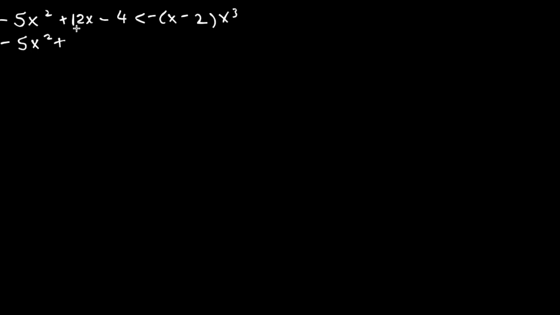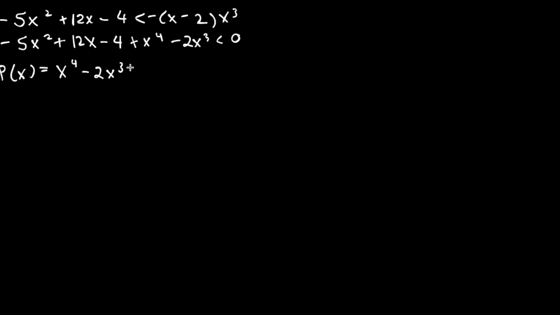So the first thing that we have to do is move all the terms over to one side. Over here I'm moving the terms on the right over to the left side, and I'm also expanding as I go. And then I'm going to put that into the standard form of a polynomial, which is the highest exponent to the lowest exponent. I'm going to call that polynomial p of x.